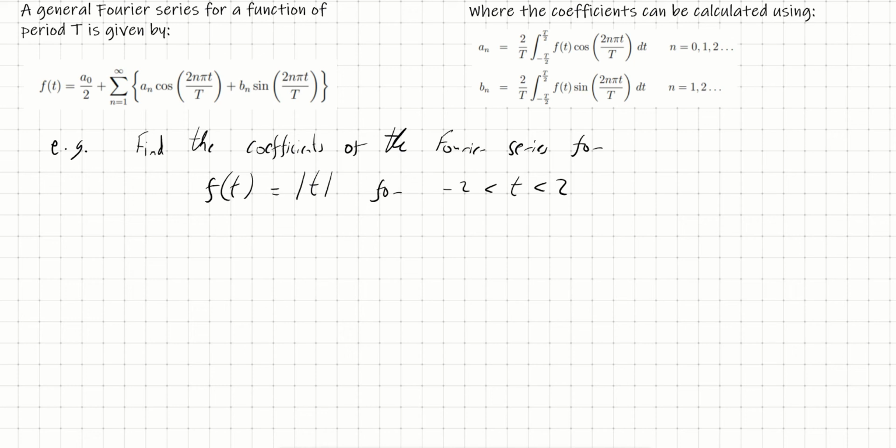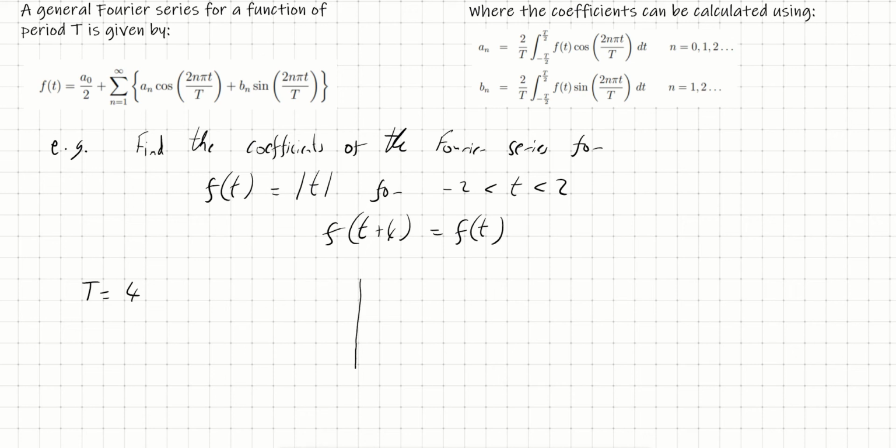And to make it periodic, we're going to say that f(t+4) is equal to f(t). So f(t+4) equals f(t) means this is a function with period 4. So this capital T, our period, is going to be 4.